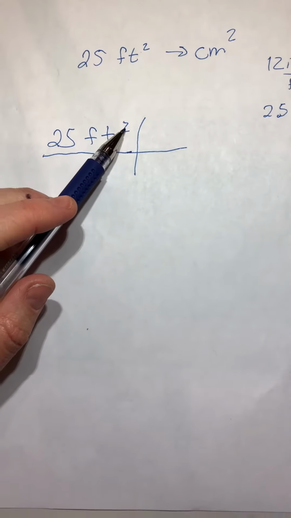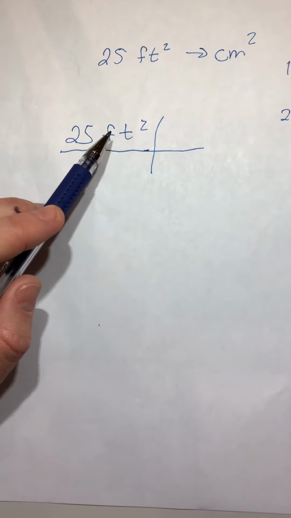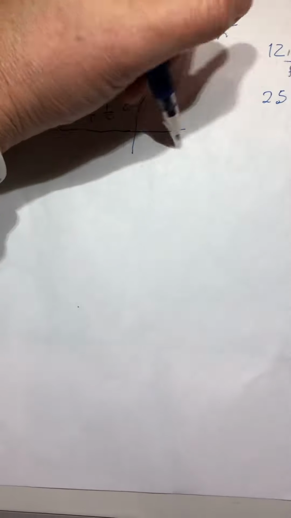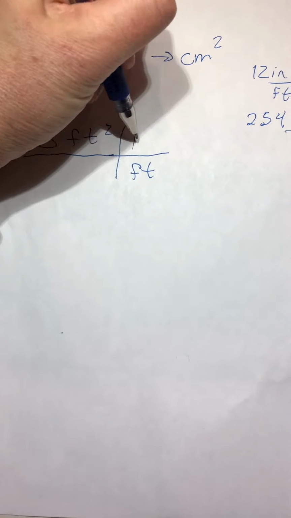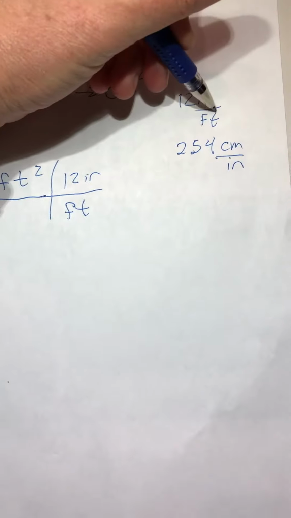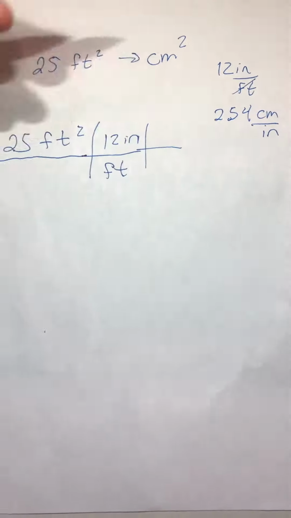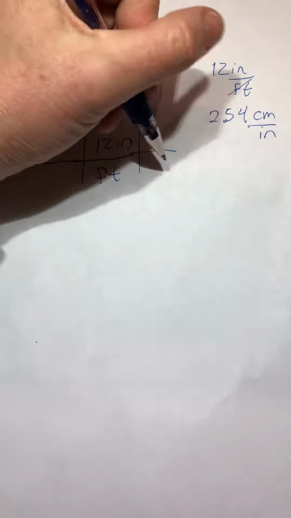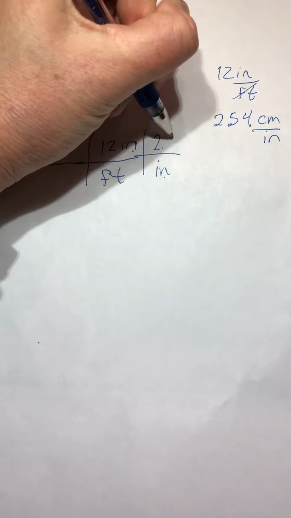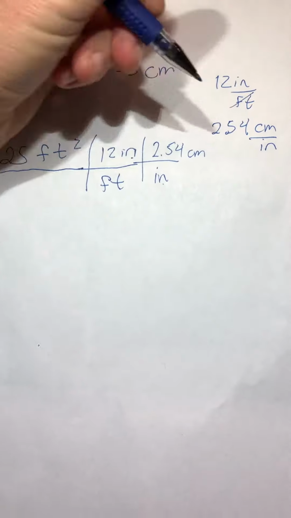But we don't worry about the squared yet. Let's go ahead and just look at the feet. If this is feet, we know we must put feet down here. And the resulting unit would be 12 inches because we've taken feet from here and we have 12 inches up there. Once we've done that, we can continue on. We know that this is inches, so this must be inches. And we'll put 2.54 centimeters up top.